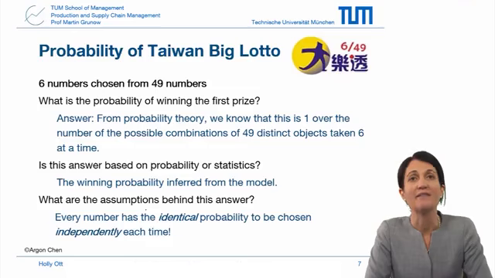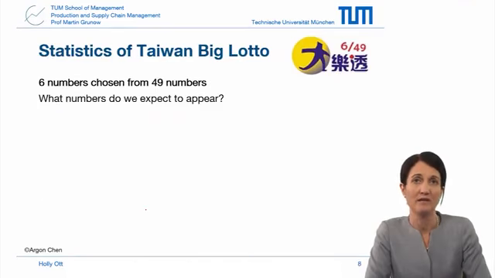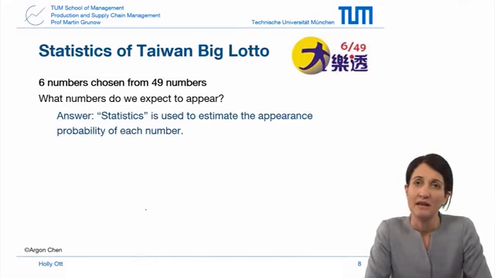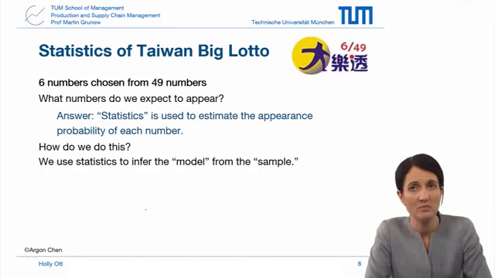Let's look now at the statistics of Big Lotto. What are the statistics in the Lotto problem? In other words, what numbers do we expect to appear? Again, the answer: statistics is used to estimate the appearance probability of each number. And how would we do this? We would infer the model from the sample, from the observations.